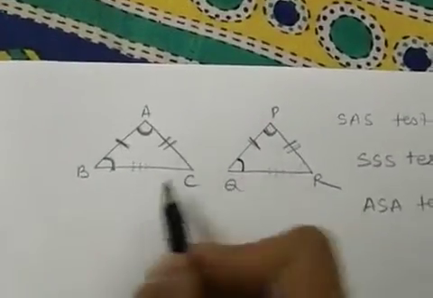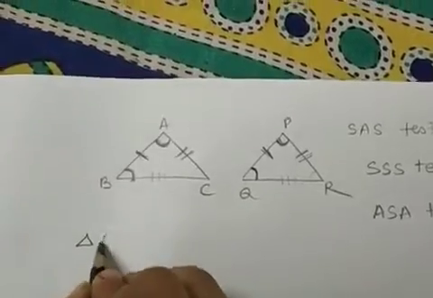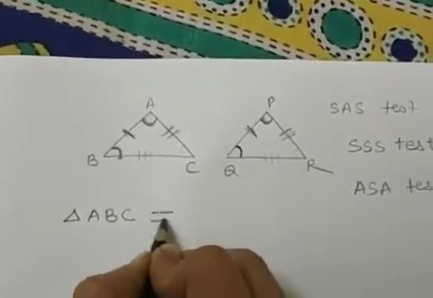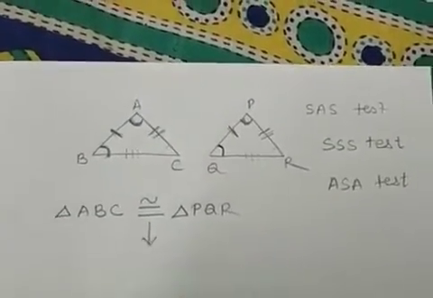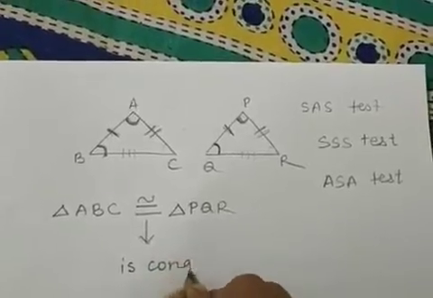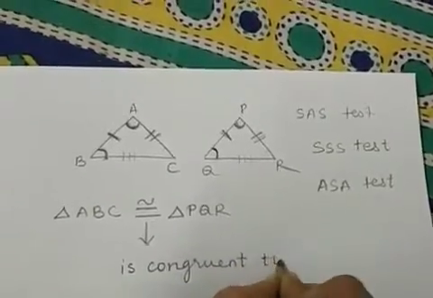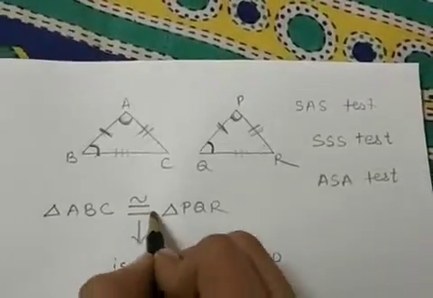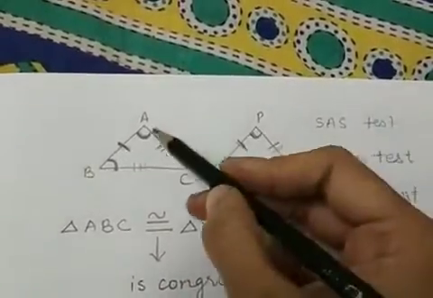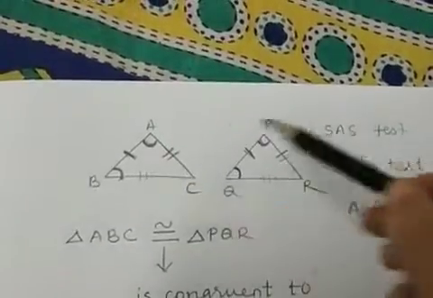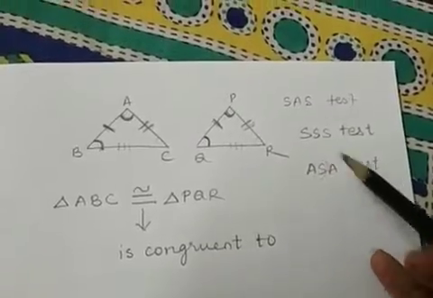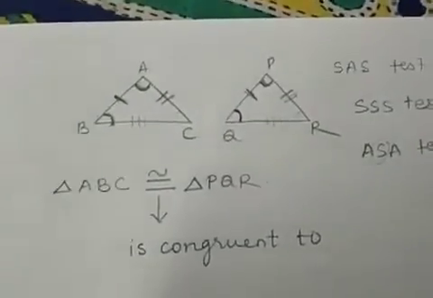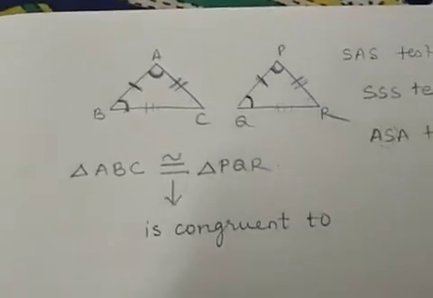And if I want to write that the two triangles are congruent, then I write triangle ABC is congruent to triangle PQR. Now this symbol stands for is congruent to. So based on whether sides are equal, side and included angle is equal, or angle and included side is equal, now you say whether the two triangles are congruent. Similar concept is used to prove this particular theorem.